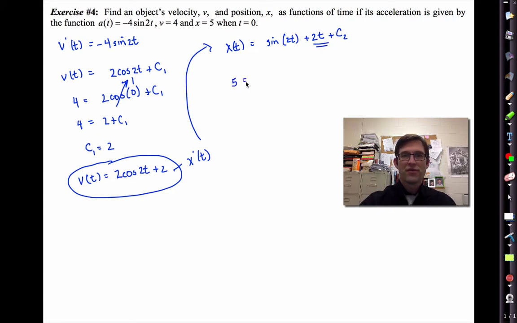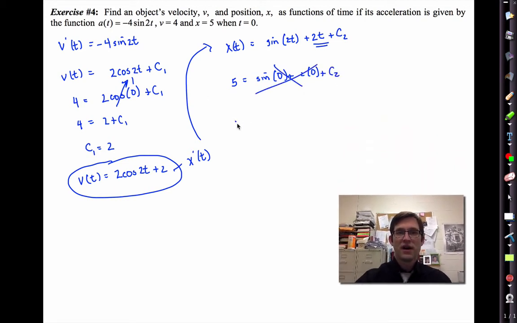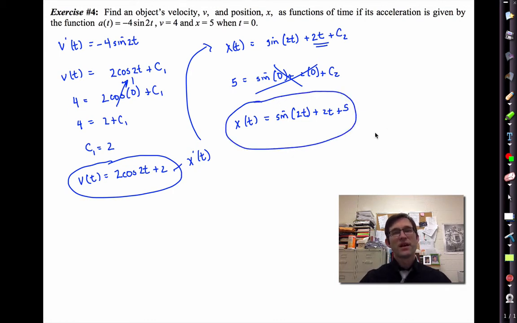Let's keep going. Put 5 in. I have sine of 0 plus 2 times 0 plus c2. These are gone, so c2 is 5. So my position formula is sine of 2t plus 2t plus 5. All right, and that's that. Right, nice little motion problem. We did something similar earlier in the course. Didn't have so many sines and cosines in it, but something similar.